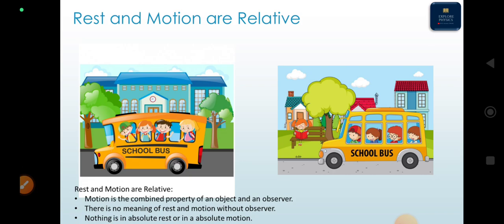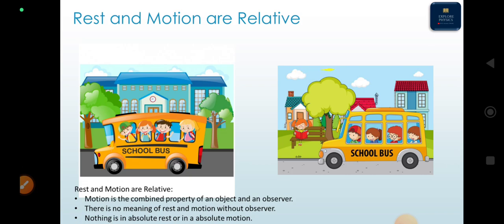We have also given one more example, the earth and the tree. The person who is observing that tree on the earth's surface is in the state of rest, and for the person who is observing from outside the earth, the tree is in the state of motion. Like this, we can give a number of examples.